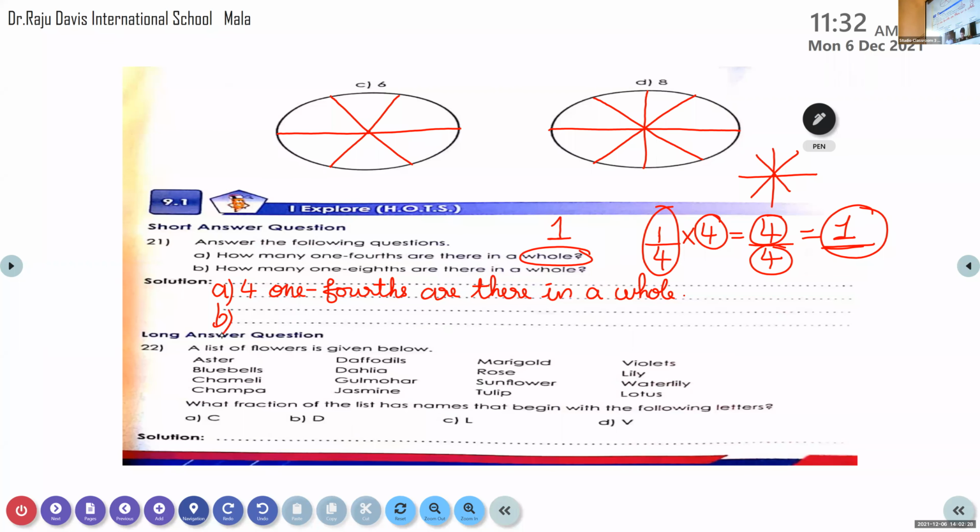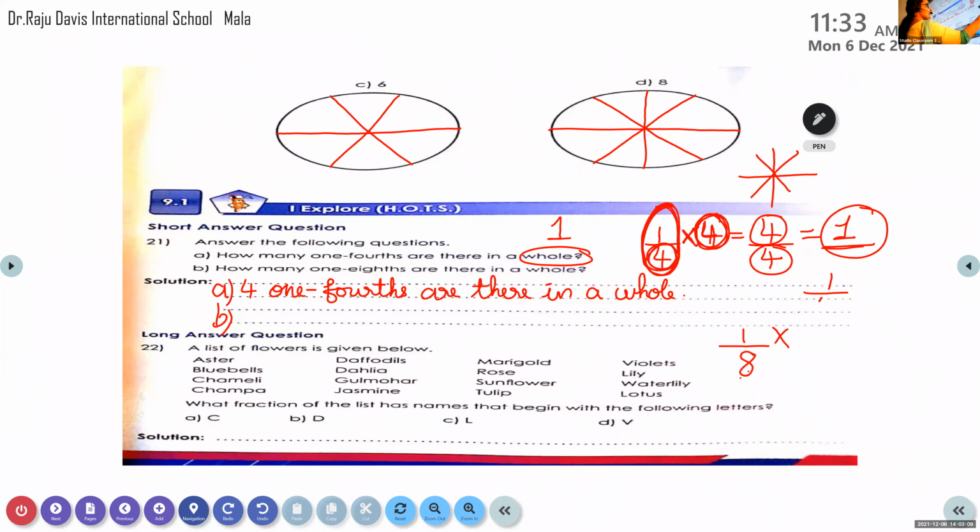Now B. How many 1/8 are there in a whole? So with which number do we have to multiply to get a whole? See, 1/4 is multiplied with 4 to get a whole. So 1/8 has to be multiplied with... 4 twos are 8. Look here, 1/4. The denominator is 4. It is multiplied with 4.